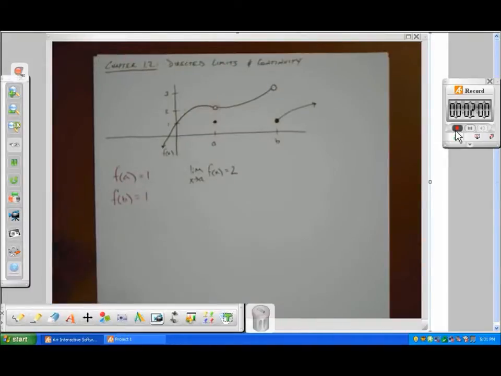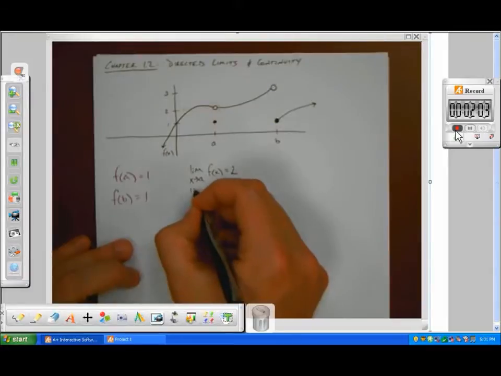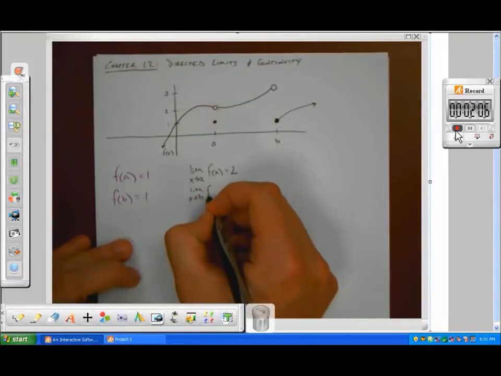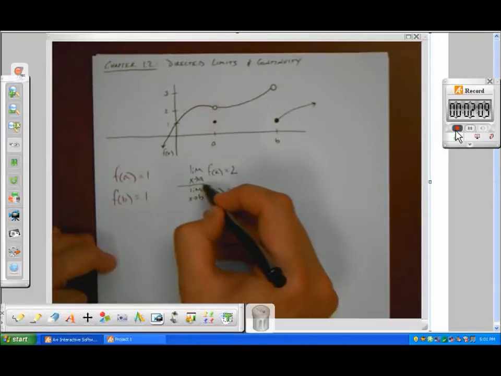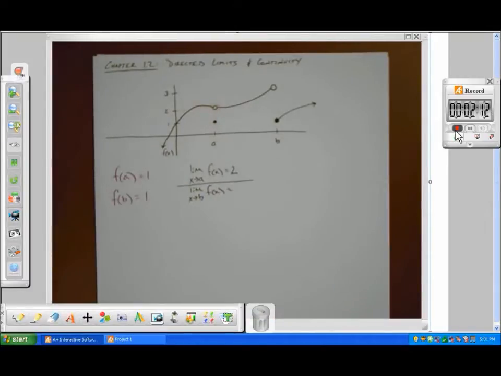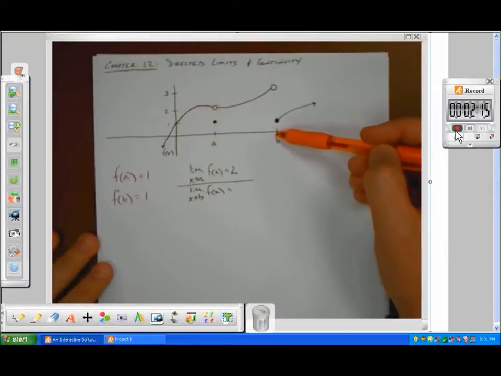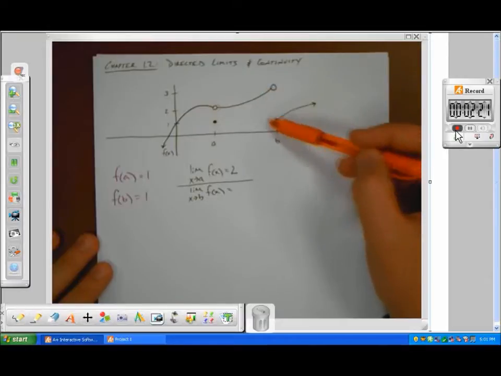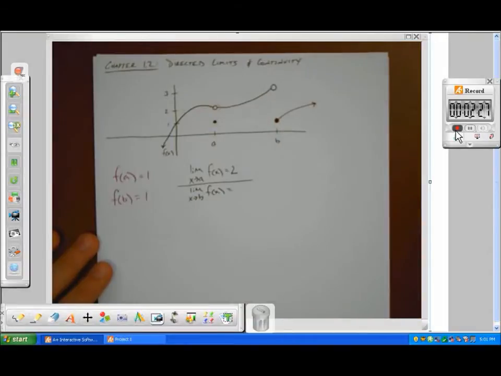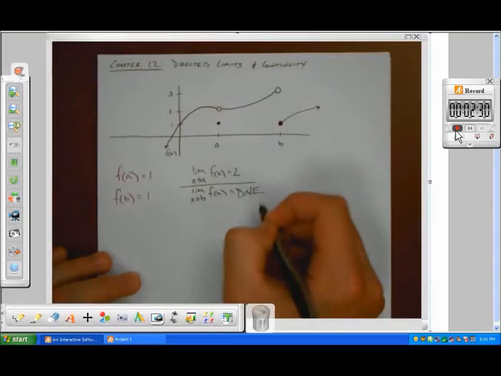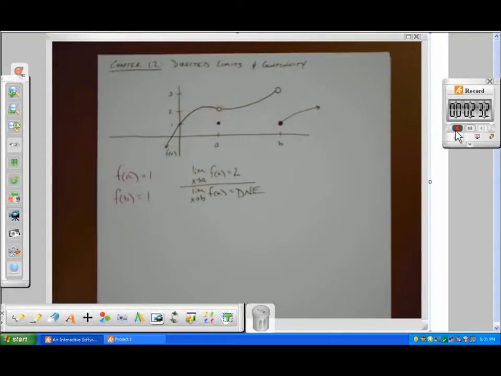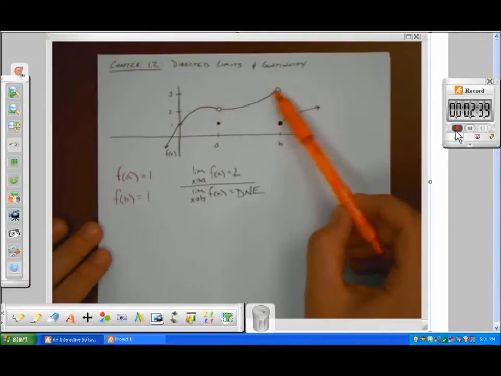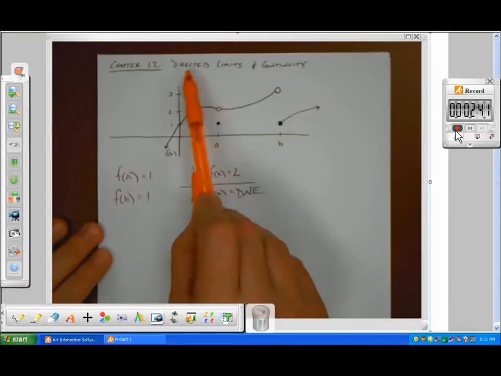Now let me ask you this question. What is the limit as x approaches b? For this one, we would absolutely take a look here at b. But when we look up, the area around b is different. Over here, it's a different height than it is over here. Because this behavior is so radically different, we say that this does not exist, and we write DNE, which means does not exist. That's because the behavior is different to the left of the point and to the right. That's where our idea of directed limits will come in.